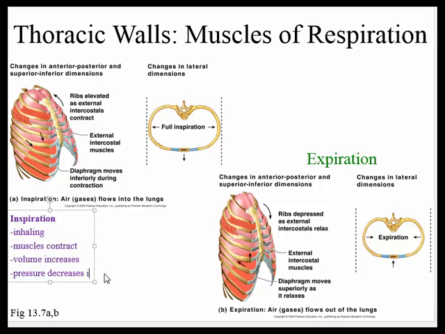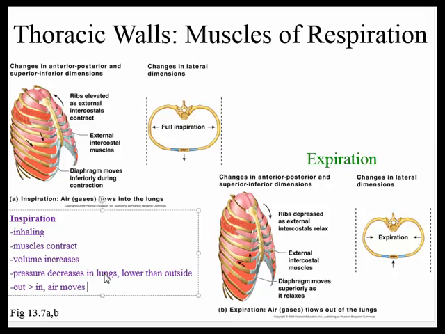The pressure ends up decreasing in the lungs, and it becomes lower than the outside. So now we have a greater pressure outside than we do inside. So we should say the outside pressure is greater than the inside. And pressure always moves from high to low, so that way air moves into the lungs. We know that from inhaling, but the reason why is because volume and pressure are inversely related.